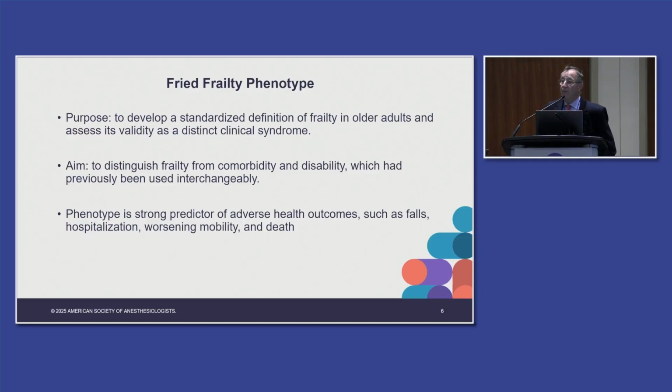Okay, the Frail phenotype, things to think about. First of all, this was designed to develop a standardized definition of frailty and to assess its validity, and they're looking at frailty as a distinct clinical syndrome. The aim was to distinguish frailty from comorbidity and disability, which had previously been used interchangeably to describe frailty. The phenotype is a very strong predictor of adverse health outcomes such as falls, hospitalization, worsening mobility, and death.